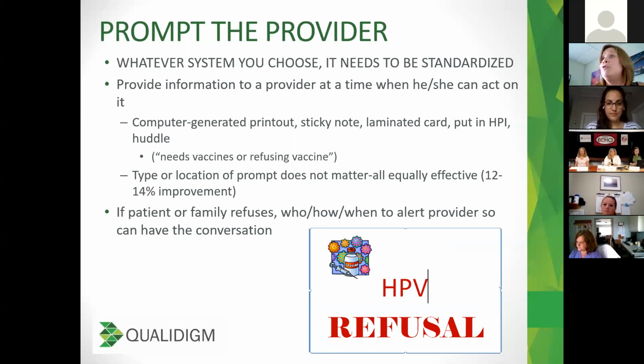So the other thing you could think about is prompting the provider in the HPI of the visit note. So it might say something like, needs all 3 vaccines, or needs Tdap, meningococcal, HPV, if you don't have standing orders. We have standing orders here, so the MA would just give those. But if you aren't using those, you might put, needs all those 3. Or if you've got standing orders and they've refused one of them, like HPV, you could put, refusing HPV vaccine. Again, that is set up as a prompt to the provider to then do something else.